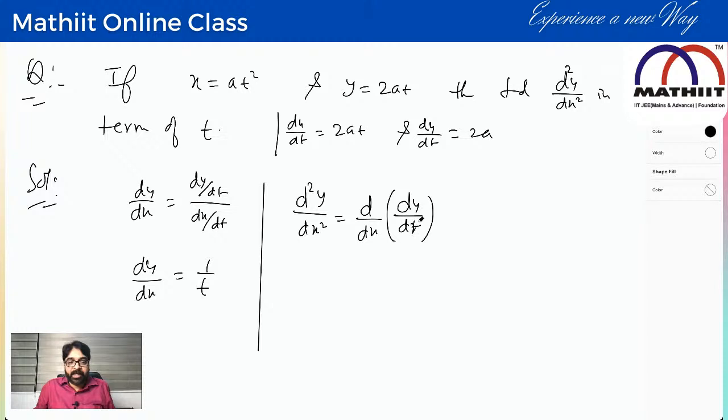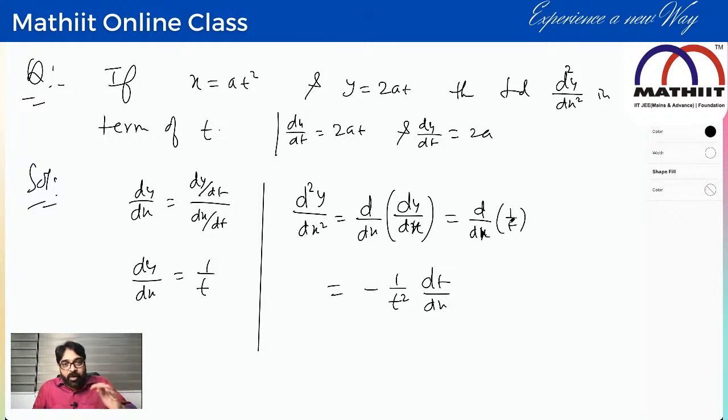So dy by dx is 1 by t. That means d by dx of 1 by t, and that is equal to what? Minus 1 by t square into dt by dx. Be careful, because you are differentiating 1 by t with respect to x. So the differentiation of 1 by something is minus 1 by something square into the differentiation of something with respect to x. So that is minus 1 by t square.